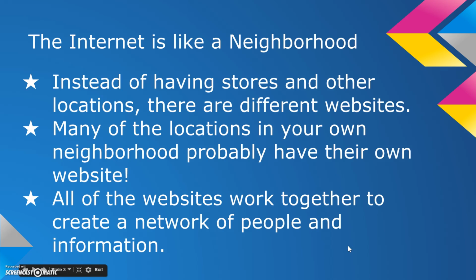The internet is like a neighborhood. Earlier this school year, we talked about neighborhoods and the different things you find in a neighborhood. Instead of having stores and other locations like libraries and schools, there are different websites on the internet, and that makes the internet neighborhood. Many of the locations in your neighborhood probably have their own website. Our school has its own website, the library has its own website, and even the stores that you go to probably have websites. All of the websites work together to create a network of people and information for other people to use.